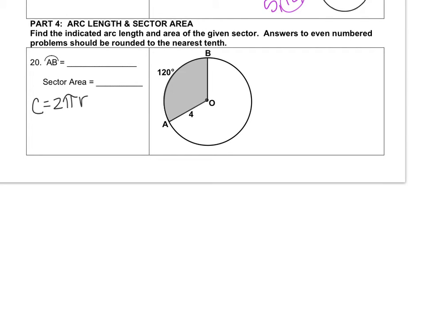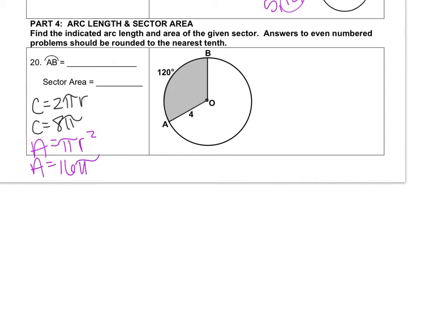Well, what is your radius? Our radius is going to be 4. So 4 is really r. 4 times 2 is 8. So my circumference is 8 pi. Okay, I also need my area. Your area formula is pi r squared. So take your radius, which is 4, square it. 4 squared is 16. So your area is really 16 pi.